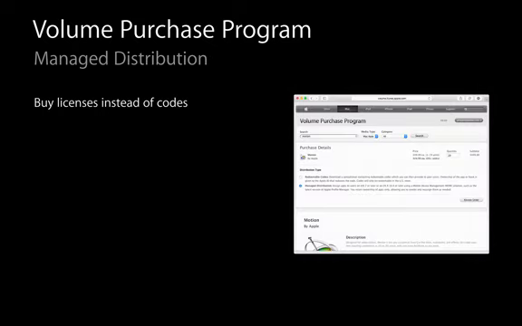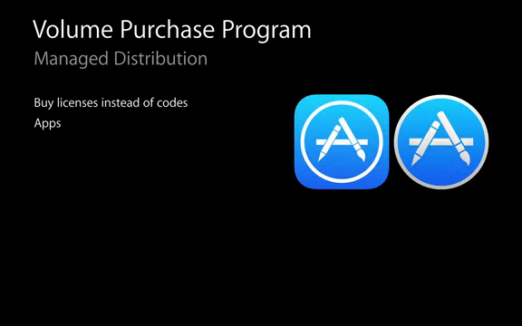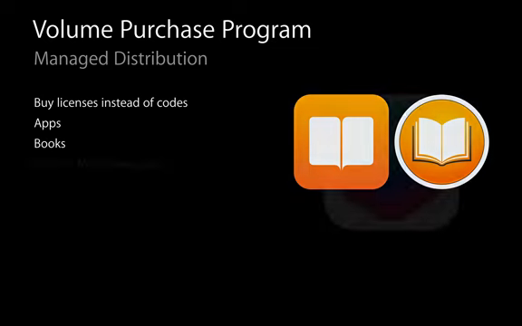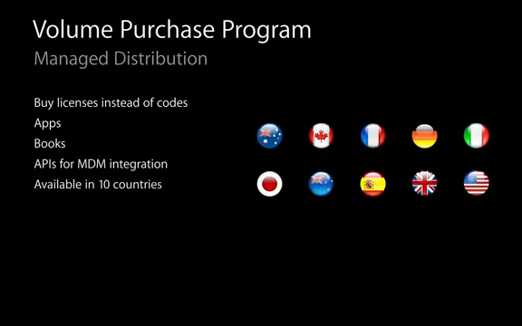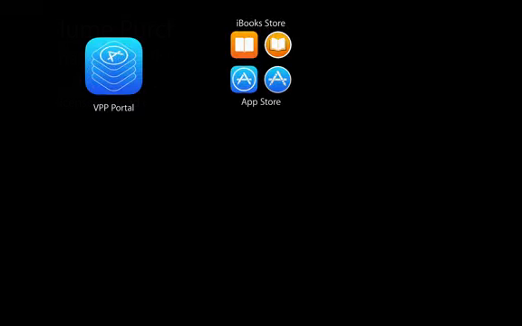So again, to recap, managed distribution allows the administrator to buy licenses instead of codes, which can be revoked and reallocated to a different user for both apps and books. And we provided APIs so that MDM solutions can integrate the service into their solutions. And it's currently available in 10 countries. So again, a refresher of exactly how this works.